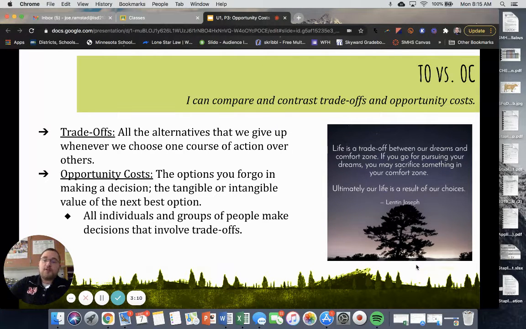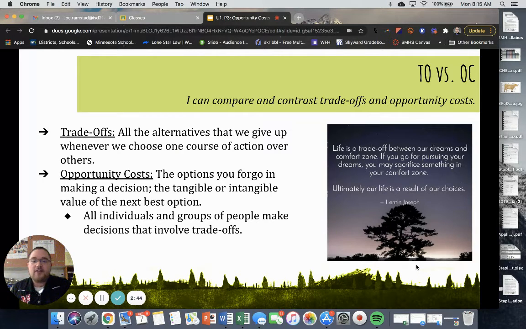So a trade-off is all the alternatives that we give up whenever we choose one course of action over others. So by choosing to study for 2 hours instead of going to bed early, I am not only giving up my sleep, I'm also giving up my mental health or mental stability the next day because I'm going to be up super late. And I might even be giving up a couple bucks to buy an extra shot of espresso in the morning in my coffee.